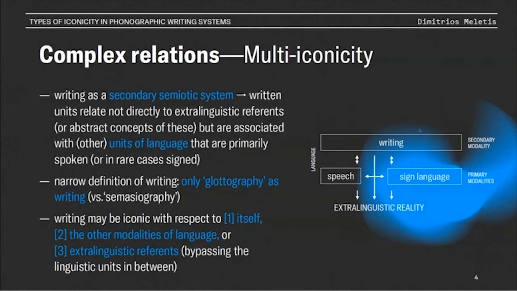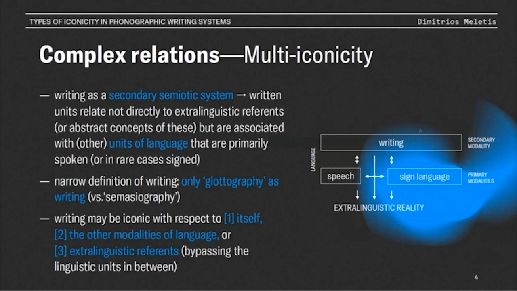If we accept the narrow definition of writing, which is that writing relates to language and units of language, so for example, the units of a language that is primarily spoken, or in rarer cases, a language that is primarily signed in the case of notation systems for sign languages. So writing may be iconic in three different ways: with respect to itself, which I tried to show also in this schematic illustration, and with respect to the other modalities or levels of language we find in them.